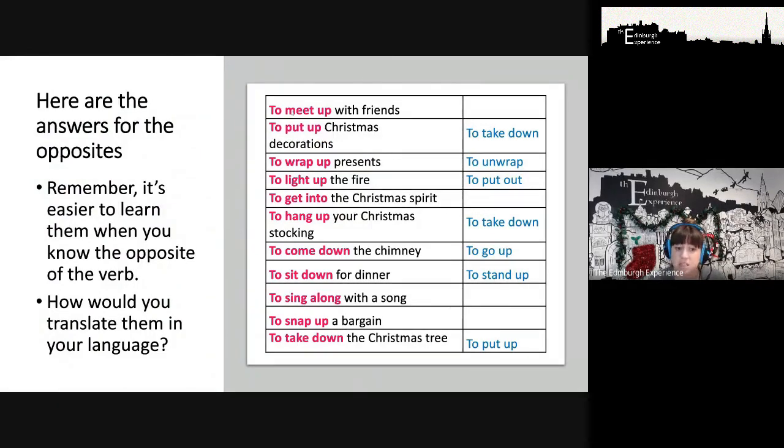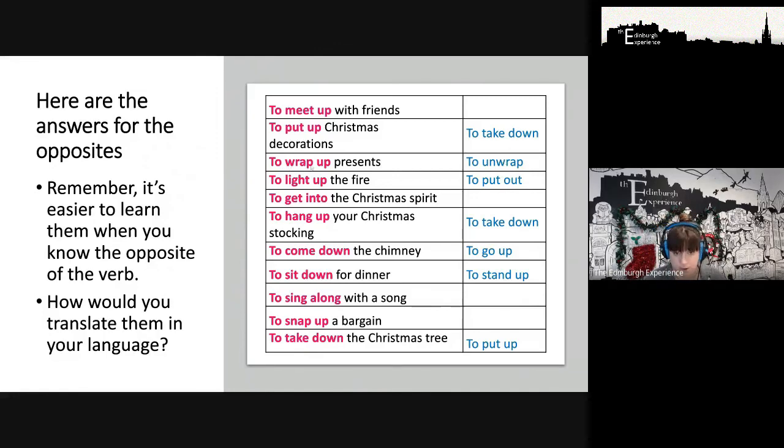Okay. So you'll see that some of these don't have an opposite. So the verbs meet up with, sing along, snap up, get into, those verbs don't have a natural opposite, and that's fine. I don't need to worry about that. But a lot of these do, and in these examples, most of them are actually phrasal verbs. So the opposite, like we saw earlier, of putting up a Christmas tree is to take down a Christmas tree. This one, it's not a phrasal verb.